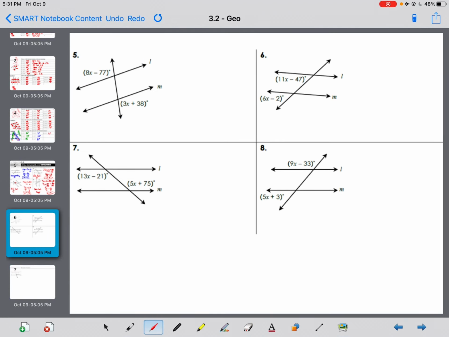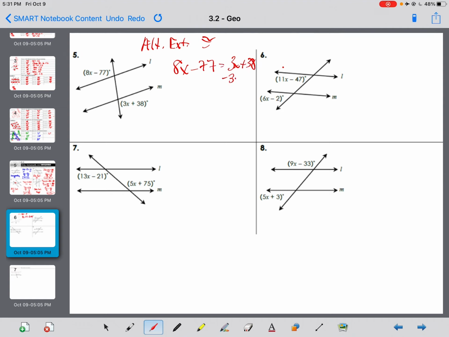Oh, 2 variables. Cool. All right, so I'll work these last 2 with you, and then you can try 7 and 8. So let's look at 5. They're on the opposite side, so they're alternate. They're on the outside, so they're alternate exterior, which means they're congruent. And you can even tell by the look of them. So 8x plus 77 equals 3x plus 38.